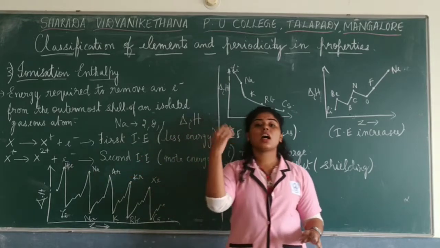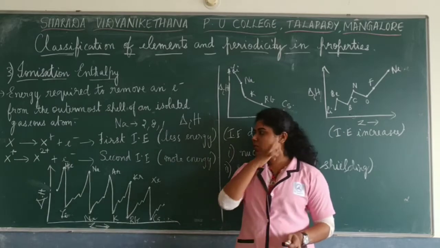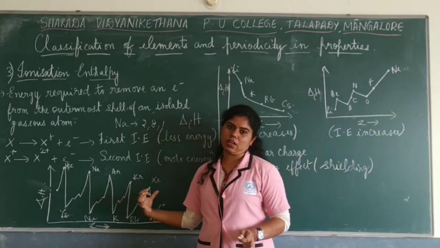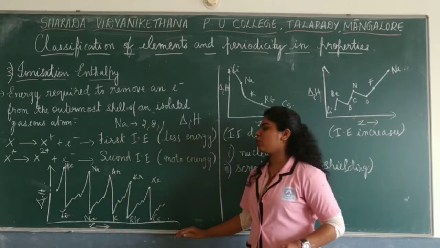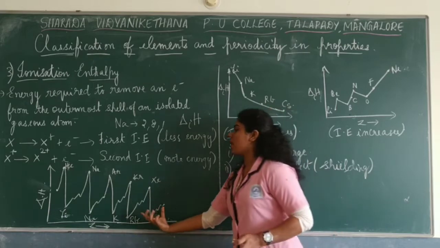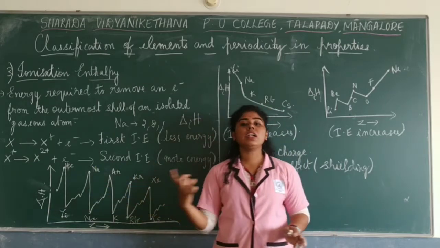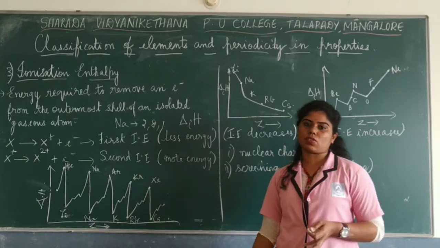So 8 electrons in the outermost shell becomes really difficult to remove. It is stable. That's why you require more energy. Okay, I hope this is clear. So alkali metals will have the least value for ionization enthalpy as they have only one electron, whereas noble gases have a stable filled configuration where it becomes difficult to remove electrons.